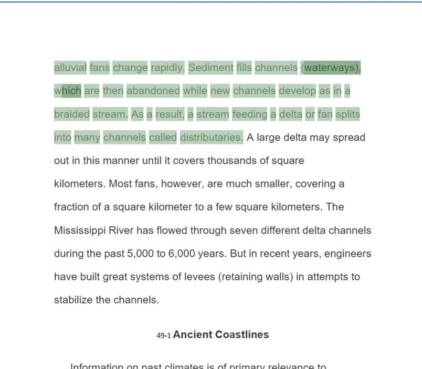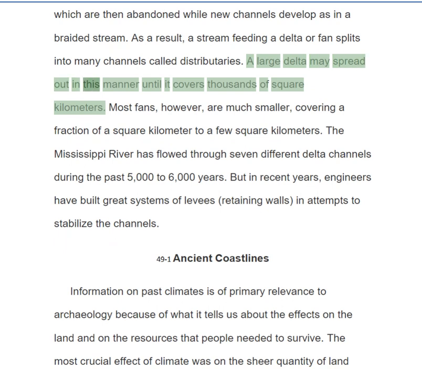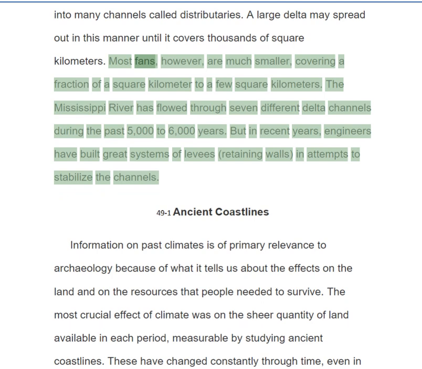Sediment fills channels, which are then abandoned while new channels develop as in a braided stream. As a result, a stream feeding a delta or fan splits into many channels called distributaries. A large delta may spread out in this manner until it covers thousands of square kilometers. Most fans, however, are much smaller, covering a fraction of a square kilometer to a few square kilometers. The Mississippi River has flowed through 7 different delta channels during the past 5,000 to 6,000 years. But in recent years, engineers have built great systems of levees in attempts to stabilize the channels.